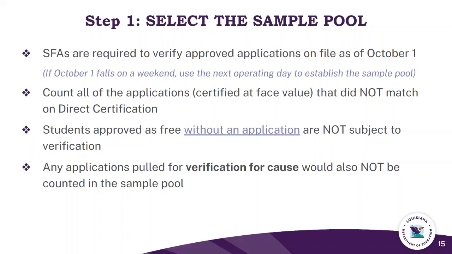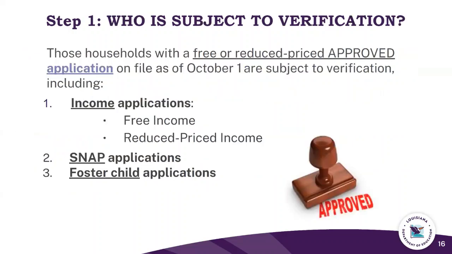In addition, the sample pool does not include applications where all children in the household are determined eligible based on documentation provided by the state or local agency responsible for the administration of the SNAP, FDPIR, TANF, or Medicaid, or applications where all children in the household are determined to be foster, homeless, migrant, or runaway children.